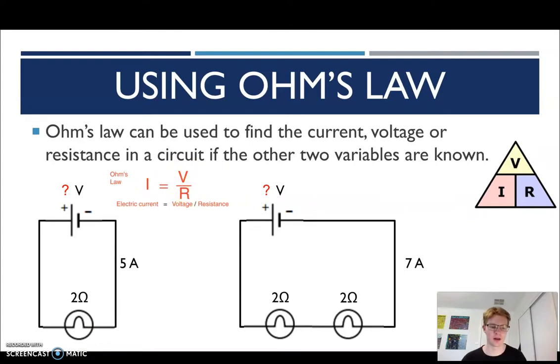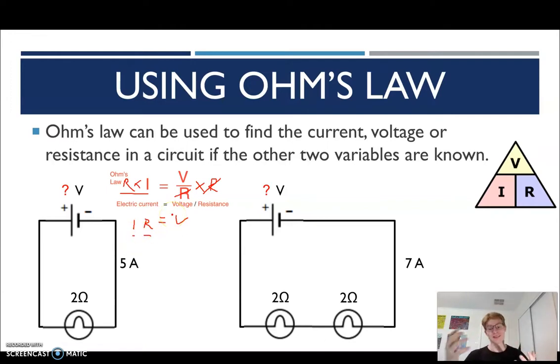So that kind of looks like this. So we go times R, I times R. So that means we cancel. Okay, so V equals I times R. So I times R equals V. So that means we just need to take the current and times it by the resistance.